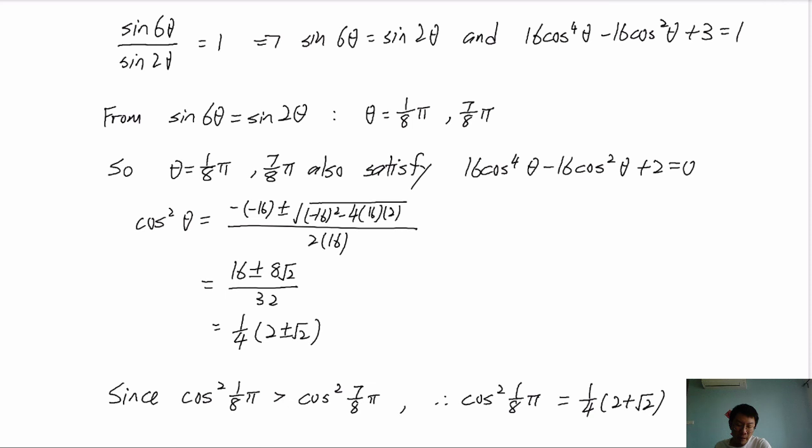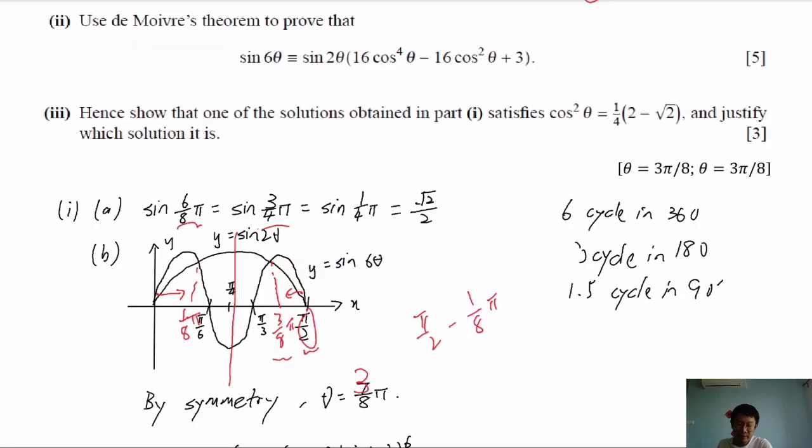Okay, so how do we actually get this? This one is actually the value for cos squared theta. So what is the clue that we can get from this cos squared theta? The cos squared theta must come from here, because this is a quadratic equation in terms of cos squared theta. So the value must come from there.